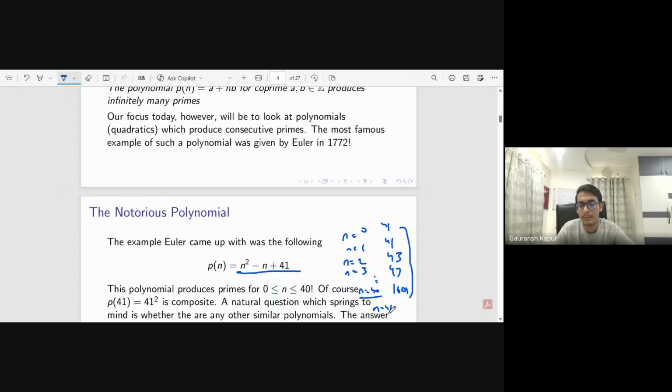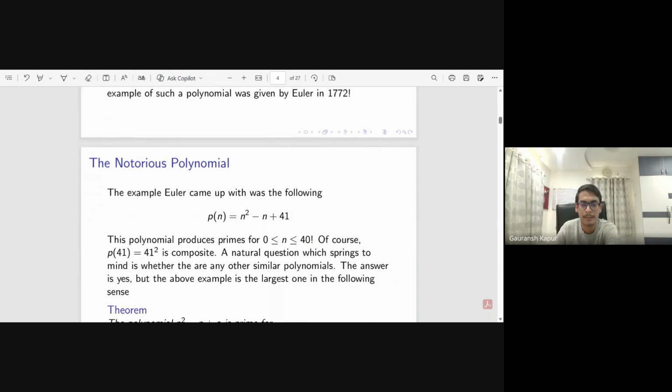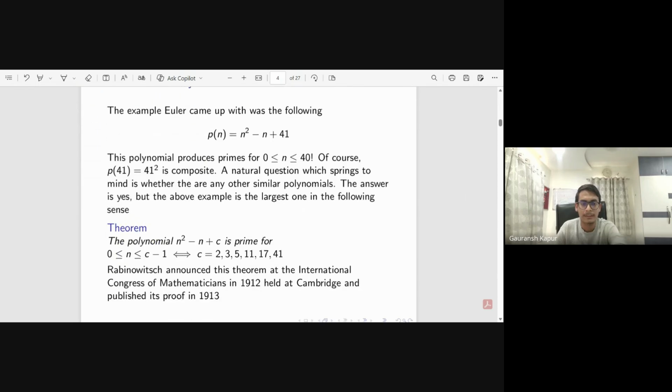But if you put n equal 41, you get 41 square, which is obviously not prime. But what is remarkable is that this is a polynomial and the 41 consecutive values it's giving out are primes. So we naturally ask, are there any other polynomials of this type, and is this the largest one? The answer is actually that this is the largest polynomial in the following sense, which is given by this theorem.